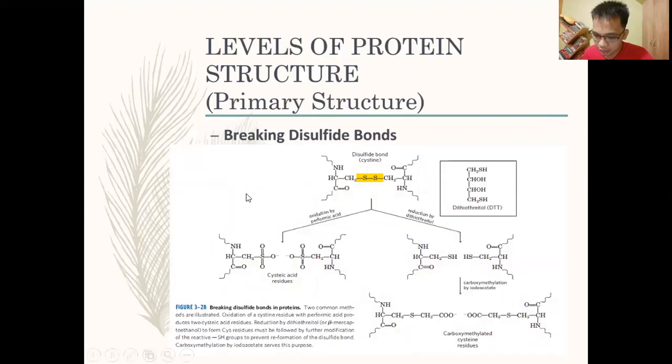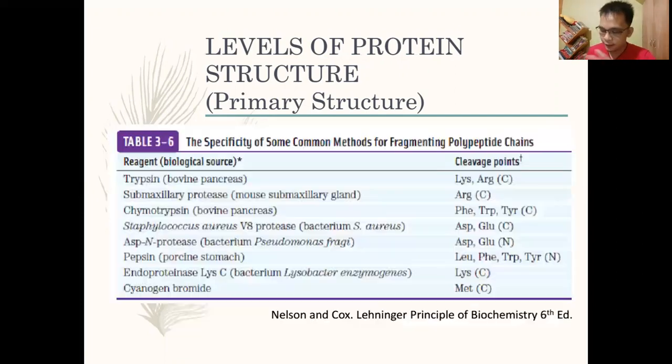So in terms of breaking disulfide bonds, we have here cysteine, oxidation and reduction. We also have that. The application of this in our biochemical engineering is hair curling. It is a reduction and oxidation process in order to curl hair. Okay?